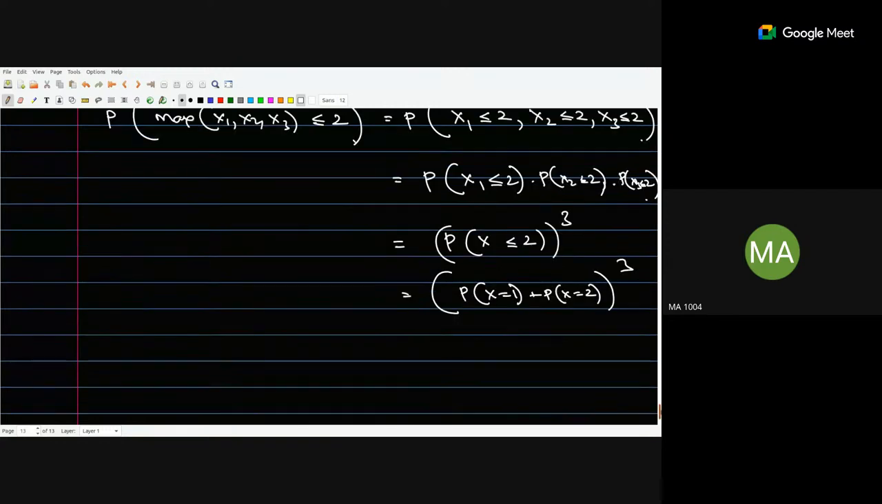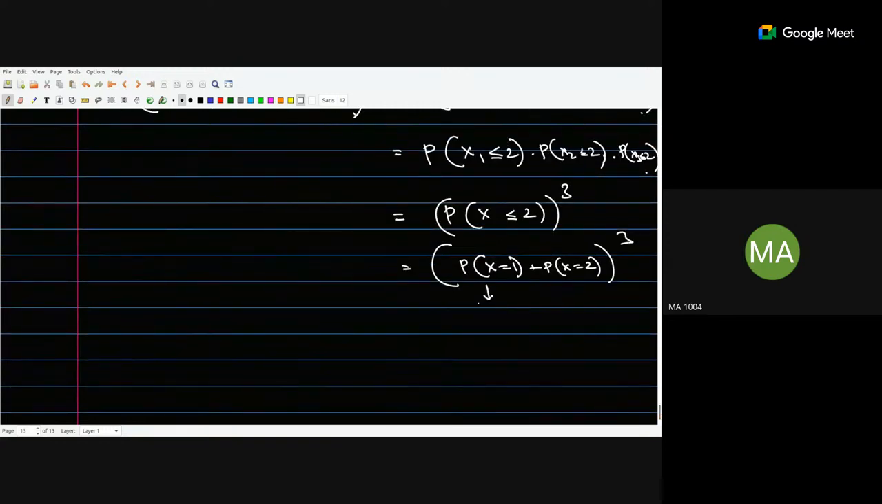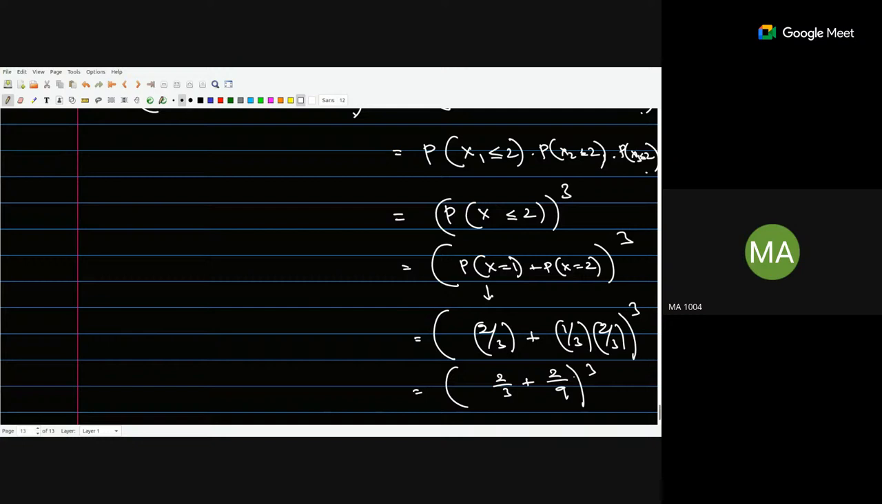Then for 1, getting success in the first time itself is 2/3, plus getting success in the second time, that means one failure, one success. So 1/3 is a failure and the second one is a success. So from here, this is 2/3 plus 2/9, whole cube. And it's 6 plus 2, 8/9 whole cube. Is there an option? Yes, there is an option, 8/9 whole cube, and I hope that should be the correct answer.